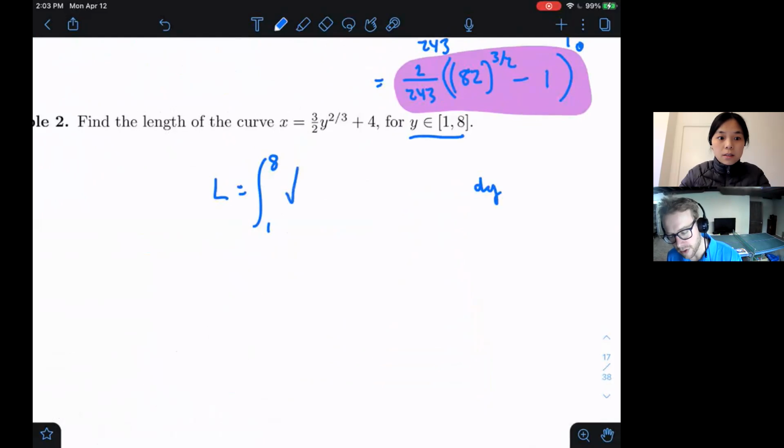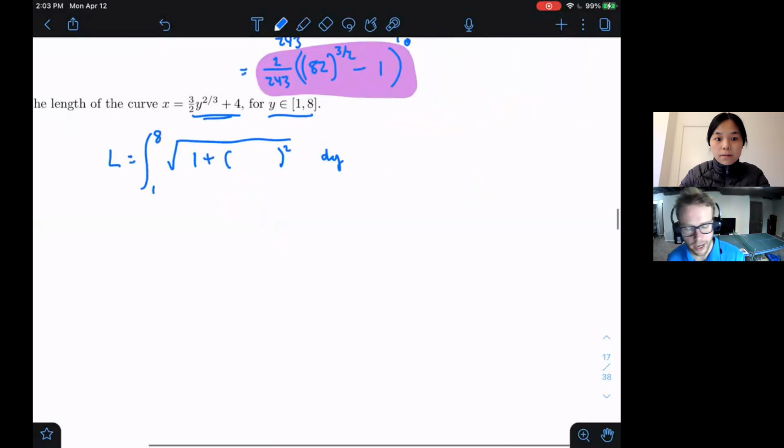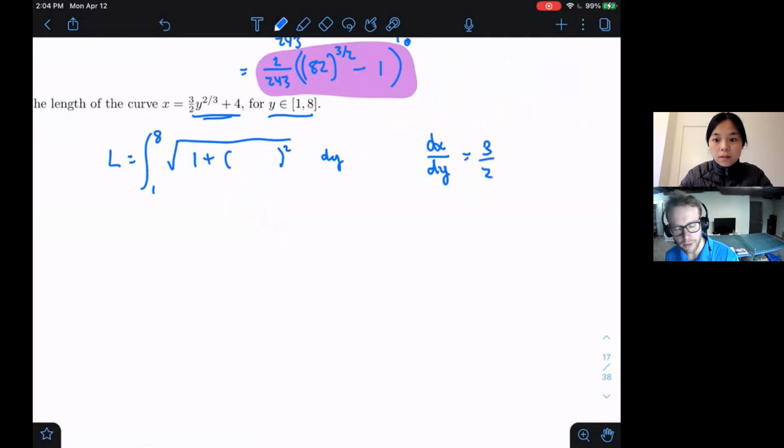And again, we're going to have a square root. We're going to have 1 plus some quantity squared here. And again, this is going to be the derivative, but now we're taking a derivative with respect to y. So let's go ahead over here, and this is really going to be dx/dy. So the derivative of x now with respect to y. And let's see, the 3/2 is going to be along for the ride. When I take the derivative of y to the 2/3, the 2/3 is going to come down and we're going to reduce our power by 1.